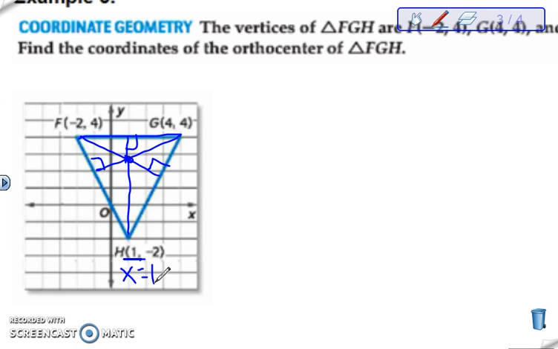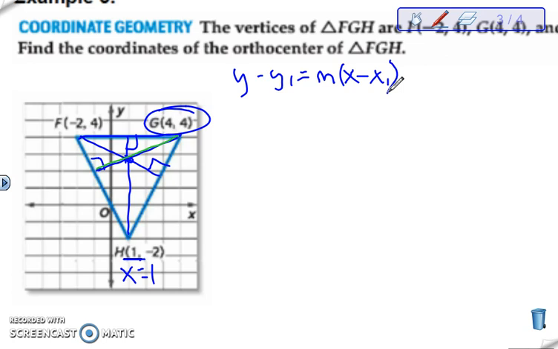Now we need one other line. So what I'm going to do is just pick one of these other altitudes. I'm going to choose this one, and I'm going to find the equation of that. And to find the equation of a line, remember we need to know at least one point on the line, which we have right here, and we need to know a slope for that line. Since I don't know exactly where the altitude from G is going to cross with FH, instead what I'm going to do is use the fact that it's perpendicular to FH to calculate the slope.